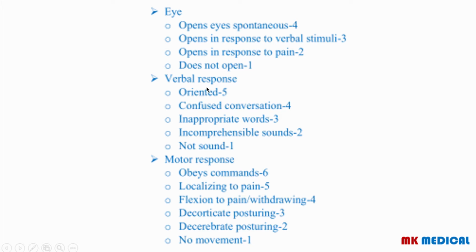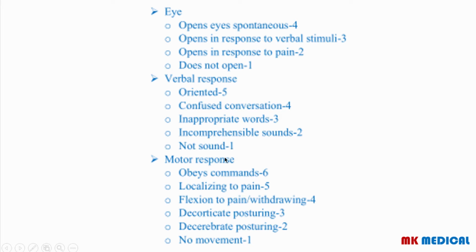Then you have a verbal response, which is scored out of 5. So if they are oriented to time, place, and person, then you give them a score of 5. If they are confused, having a confused conversation, you give them a score of 4. If they are giving you inappropriate words, you give them a score of 3. And if they're making incomprehensible sounds, which are murmurs and groans, you give them a score of 2. And if there's no sound at all, you give them a score of 1.